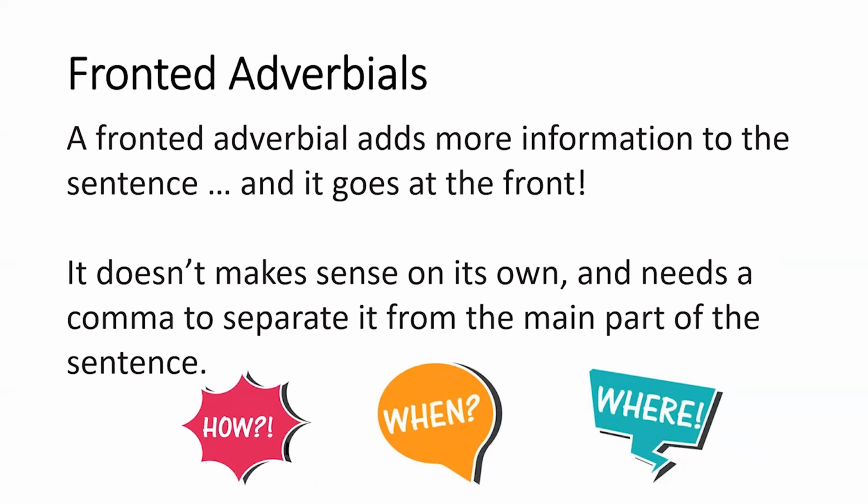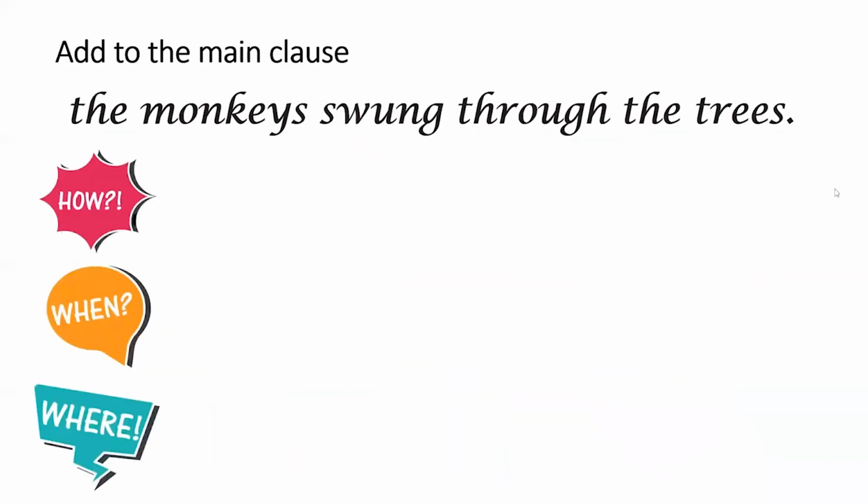The extra information won't make sense on its own, so it needs a comma to separate it from the main part of the sentence. When we're using a fronted adverbial, we're adding information about how, when, and where. So let's have a go at adding to the main clause here. The monkey swung through the trees. Makes sense on its own. That could be a sentence if it had a capital letter. Let's see what happens when we add a fronted adverbial.